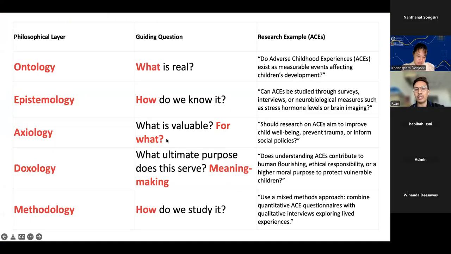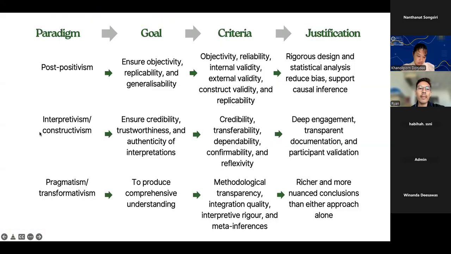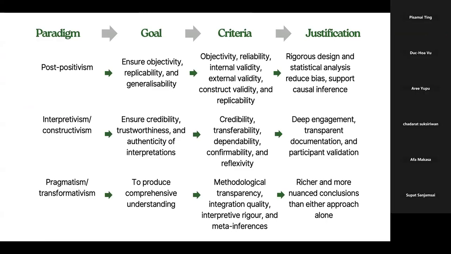And maybe doxology, but this is a different problem, different ways to do a doxology, which is pretty common in religious research. Not all research needs to mention the doxology, but at least you will have the ontology, epistemology, methodology, and axiology. And these are the keywords, the verbs to do: paradigms, goal, criteria, and justification.